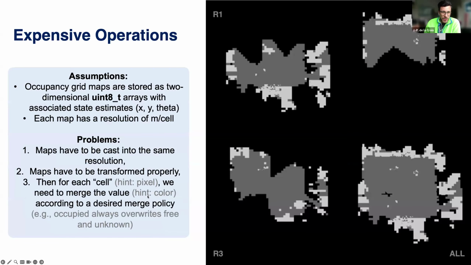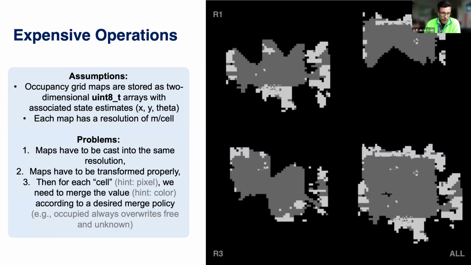The expensive operations are as follows, but before I jump into that, here are the assumptions you need to know about. We have these occupancy grid maps, stored as unsigned int8 arrays associated with the state estimate. That's what you have. And then you also have maps of different resolutions, so they can vary in resolution. So those are two, or maybe three, of the factors that you need to consider.